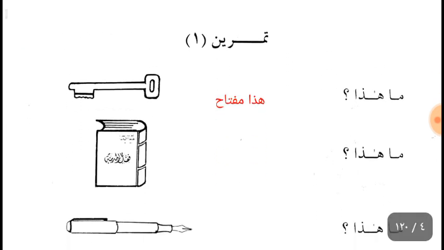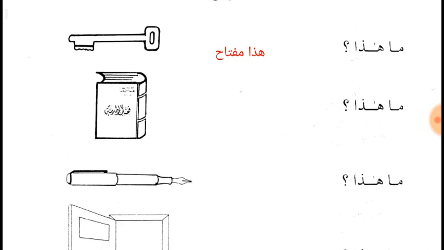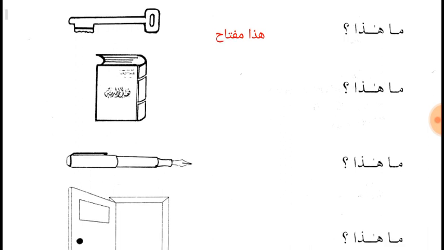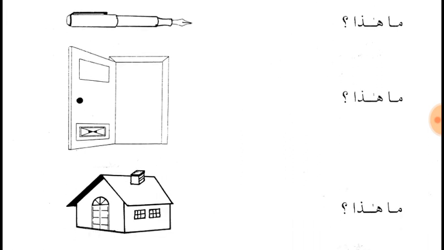On the next page we have تمرين الأول, first exercise. We will answer these questions. So start reading this question and answer. ما هذا؟ هذا مفتاح. What is this? This is a key. ما هذا؟ What is this? هذا كتاب. This is a book. ما هذا؟ هذا قلم. This is a pen. ما هذا؟ هذا باب. This is a door.